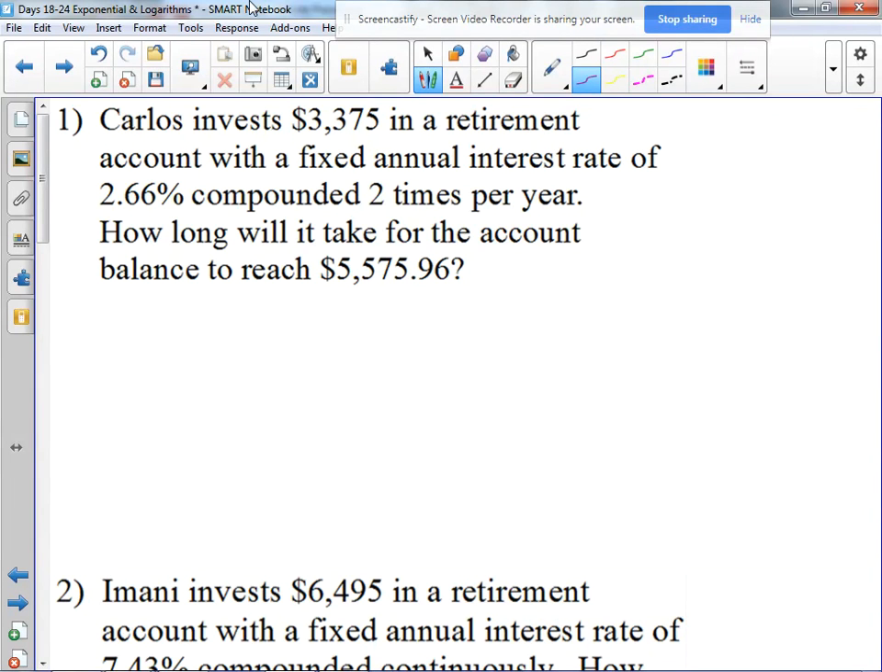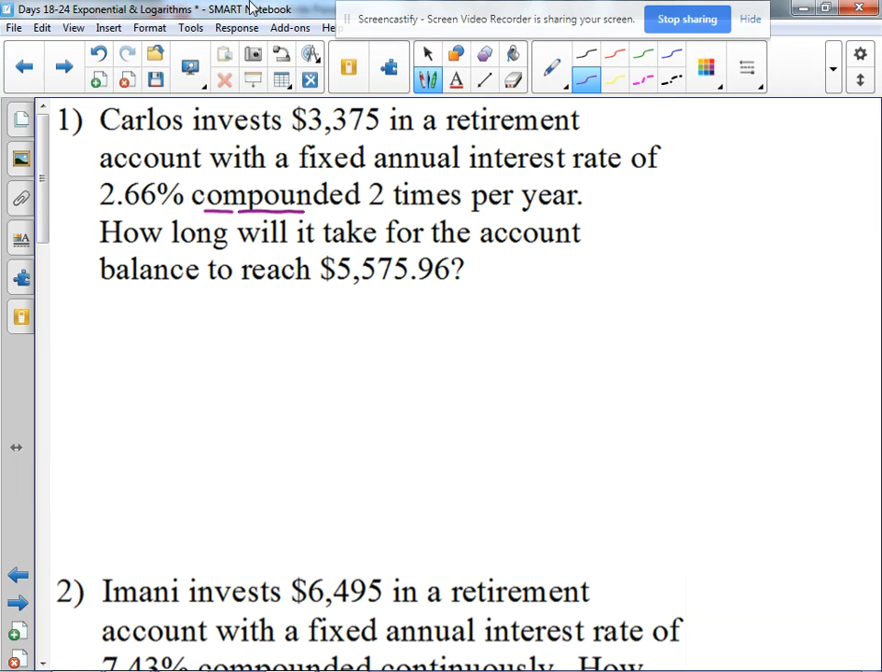Let's look at this first example. Carlos invests $3,375 in a retirement account with a fixed annual interest of 2.66%, compounded 2 times per year. So a couple of things that I'm going to go ahead and write down.